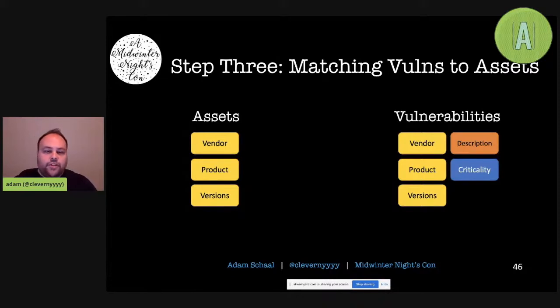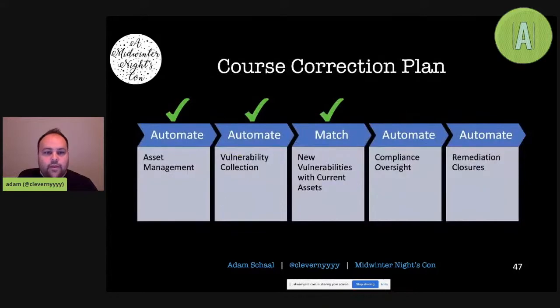There was a little bit of a training period on this matching algorithm, and eventually we got it to the point where we were pretty confident that everything that we said was a match was a definite vulnerability in our environment. Then we had a probable category, which got manually reviewed, and then everything else dropped off. So now we've talked about automating asset management, automating vulnerability collection, and matching. So next is the compliance oversight.